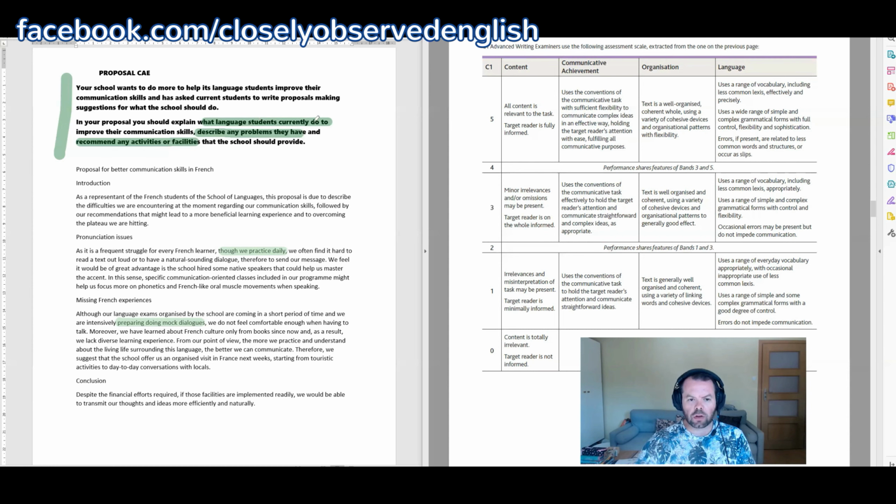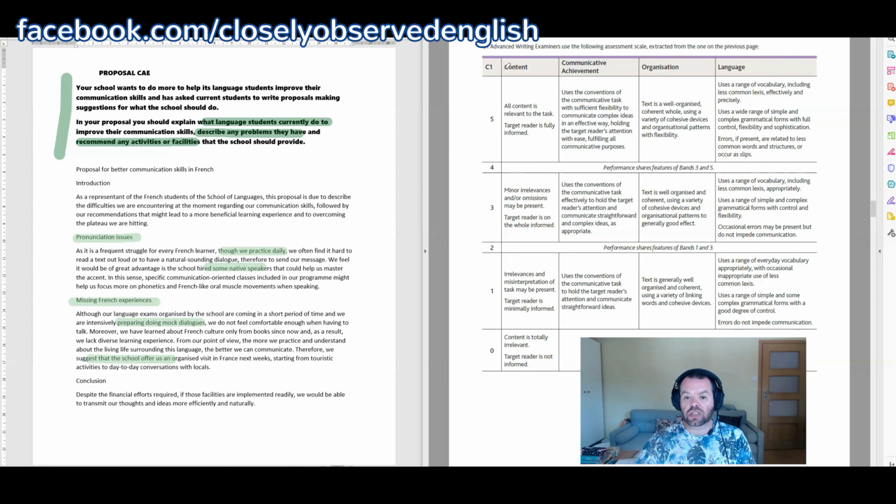Not really. So that one, it's a difficult point to address in the way that the candidate has addressed the points generally and the general approach to the proposal. I'll come to that in a moment. But I don't think that that's a very clearly explained point. And describe any problems they have. Okay, that's definitely done clearly. Pronunciation issues and missing French experiences are the problems they have. And the activities that they recommend are very clear as well. Hiring native speakers is one, and going on a day trip or field trip to France is another.